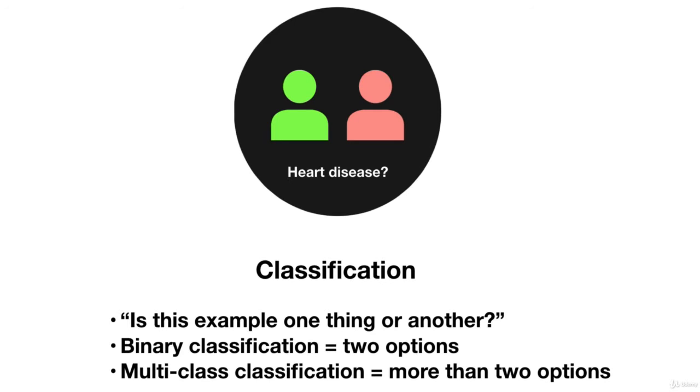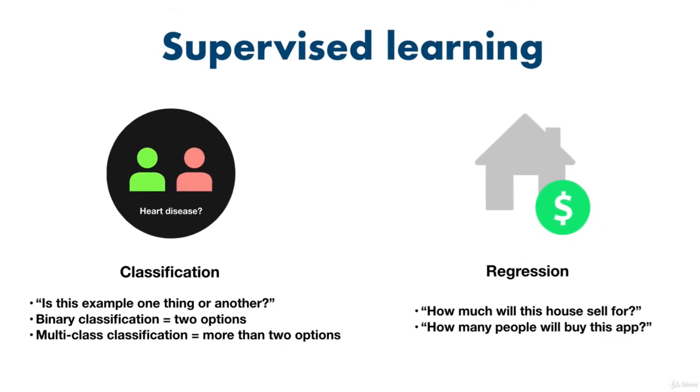So trying to predict heart disease or not heart disease would be binary classification because there's only two classes, heart disease or not heart disease. And trying to predict different dog breeds based on photos in images would be multi-class classification because there are many different kinds of dog breeds.